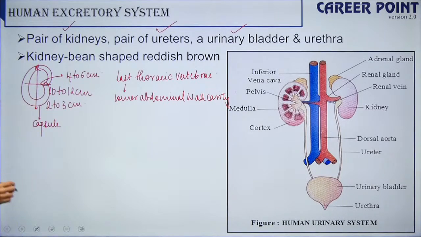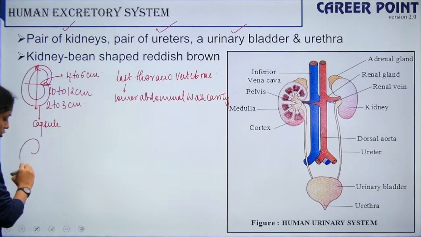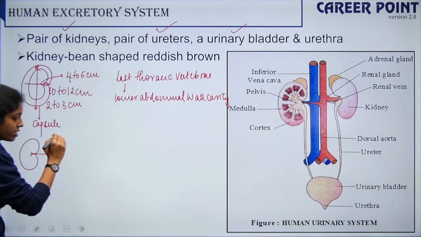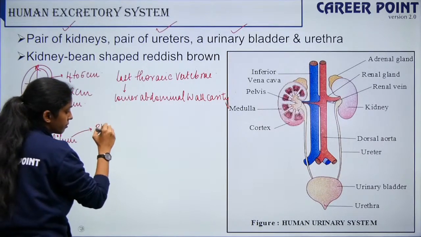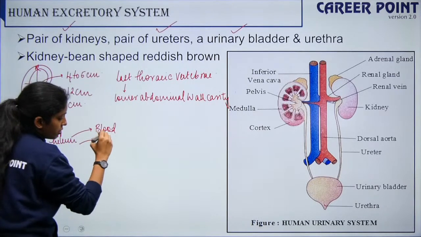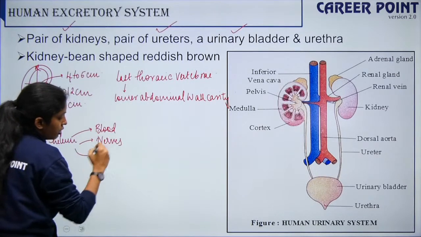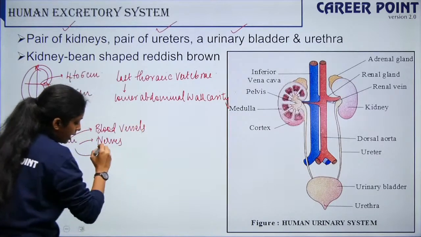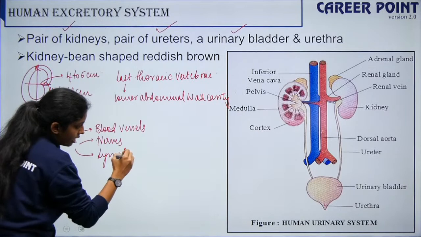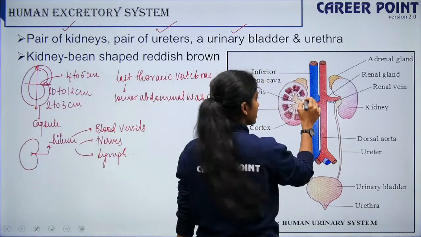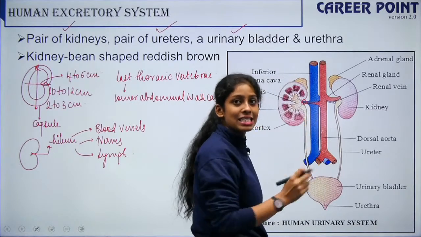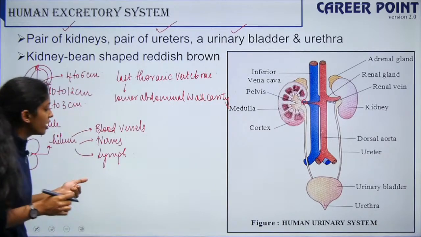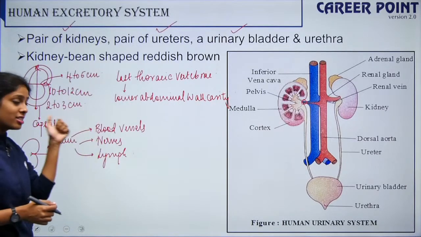On the concave side of the kidney, I have an opening that is called the hilum. The hilum is the opening through which the blood vessels, the nerves and the lymph enter the kidney. If you see, this is the kidney, so this is the hilum. This is the opening through which the renal artery and the renal vein get access into the kidney, right? So the hilum is the opening through which the blood vessels, nerves and the lymph enter the kidney.